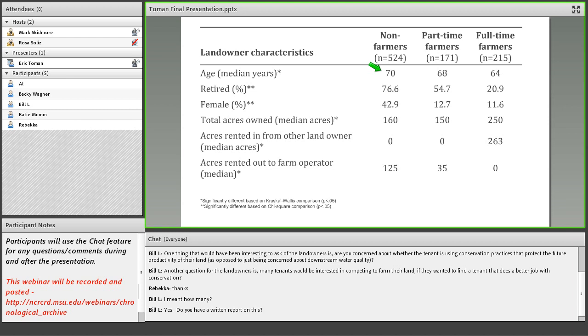I would completely agree. It's interesting for a lot of measures, but when you think about the likely future turnover, when the median age is as high as it is for each of these categories, it's pretty amazing to think what the population of rural landowners might look like in 10 years.